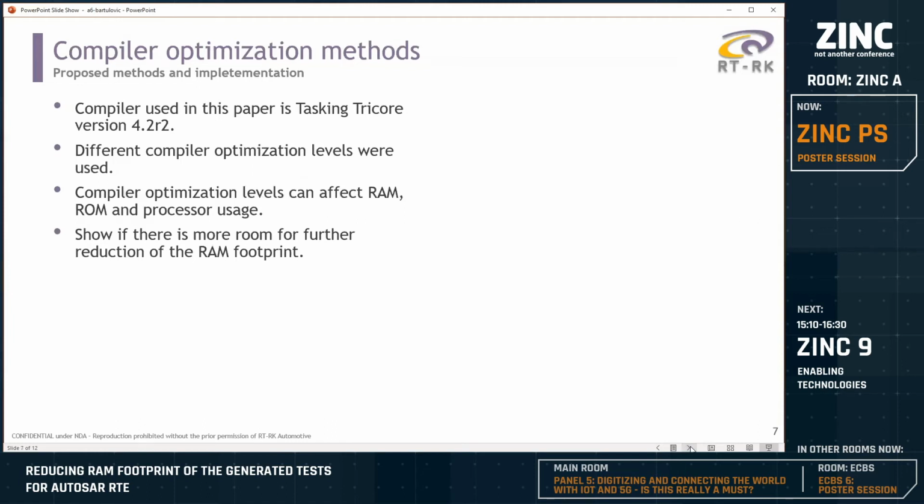There is also a method that was not tested on the test development board but used different compiler optimization levels. The compiler used in this paper is ZINC Tricore version 4.2 R2. Those levels of 1 or 2 can affect the total consumption of random access memory, read-only memory, and processor usage, and they're just used to show if there is any room for further reduction of random access memory footprint.